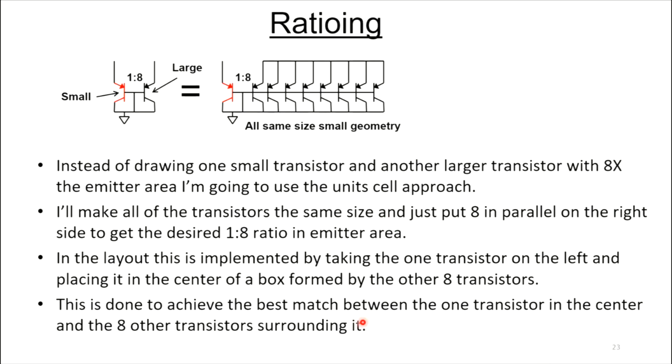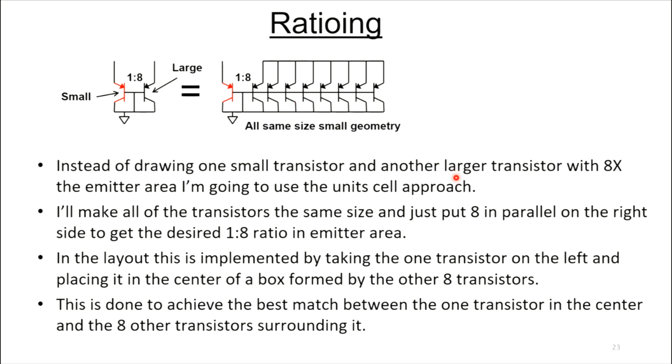So instead of drawing this as one tiny little transistor and one large transistor with 8 times the emitter area, I'm going to draw it as one small transistor and then 8 more of those small transistors all hooked together. This is the unit cell approach. These will all match very well because they're all drawn exactly the same way. So that gives me my exact 1:8 ratio.